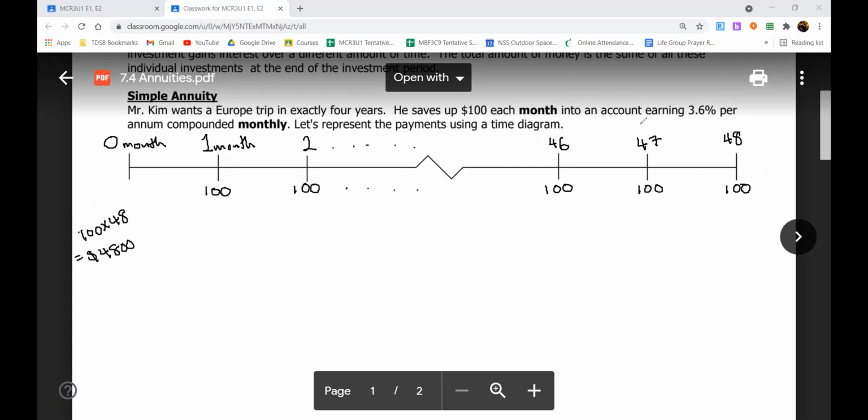But as we were saying, in this 4 years, that's supposed to be 48 months. That's where I got the 48 months. And this is how much I'm saving every single time. So this is my repeating payment. An earning of 3.6% is supposed to be 0.036. However, I am calculating the interest monthly. So every single month, I am going to be earning, just divide that into the calculator, 0.003. Okay? So this is how much I'm earning every month.